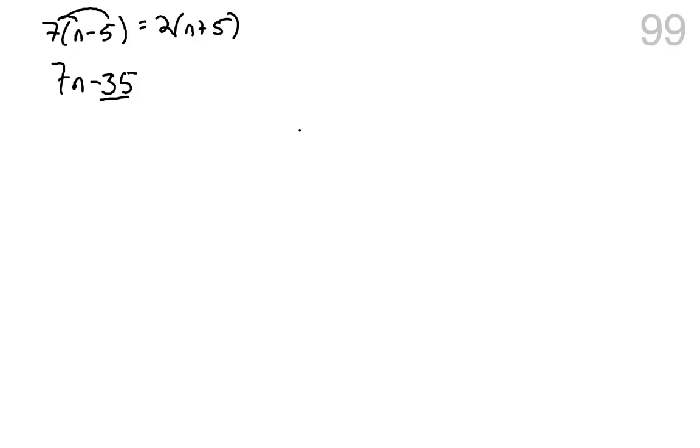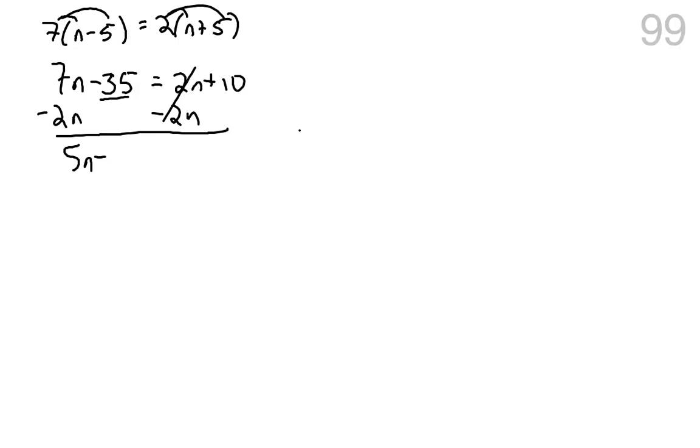Now, equals, and on this side, if I draw my little hoops again, 2 times n is 2n, and then you have to do 2 times 5. And again, some people put 5. It should not be 5. What should it be? 10. Good. Now, is this a same side situation or an opposite side situation? Opposite. So I'm going to go minus 2n, because I always start with the smaller n's. Minus 2n, minus 2n. 5n minus 35 equals 10.